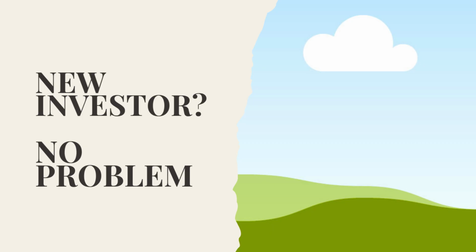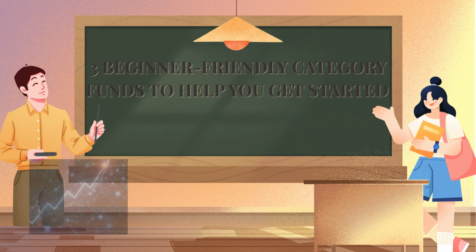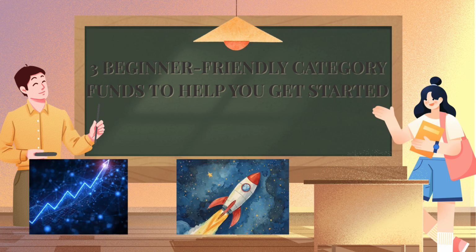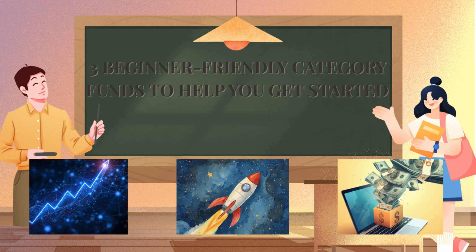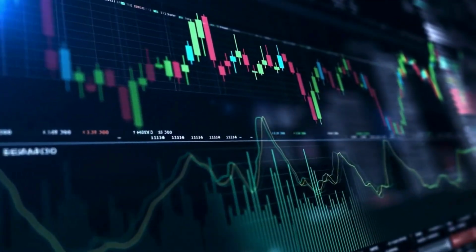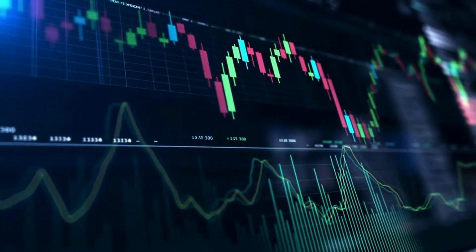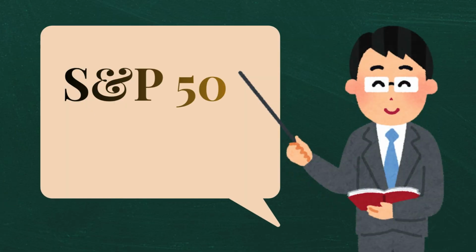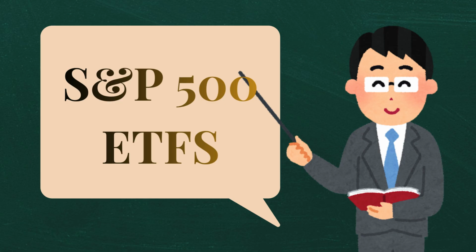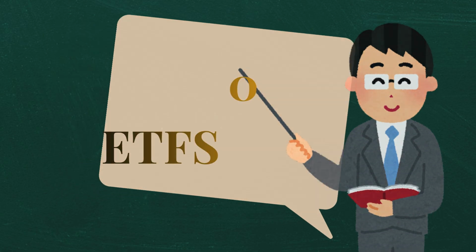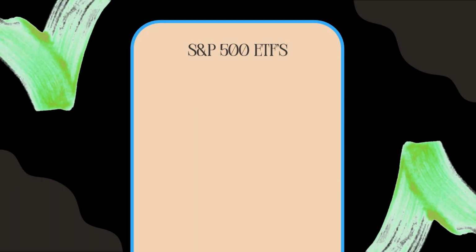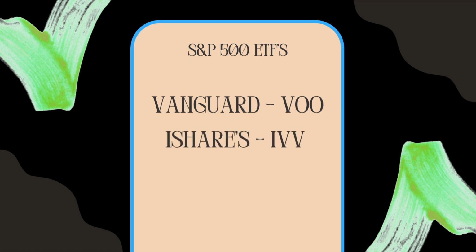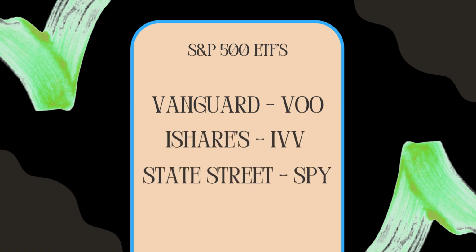My goal today is to give you a clear, simple starting point so you can understand the basics before diving deeper. I'm going to walk you through 3 types of funds that beginners often use to dip their toes into investing. Number 1. These ETFs track the S&P 500, essentially the 500 largest US companies. They're often used as a core building block because they offer broad diversification. These include Vanguard's, iShares, and State Street's ETFs, and those ticker symbols are VOO, IVV, and SPY.